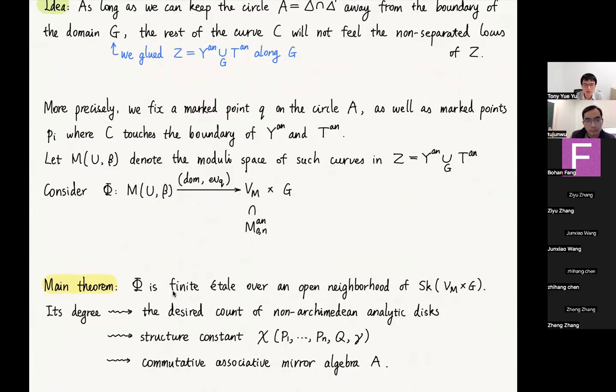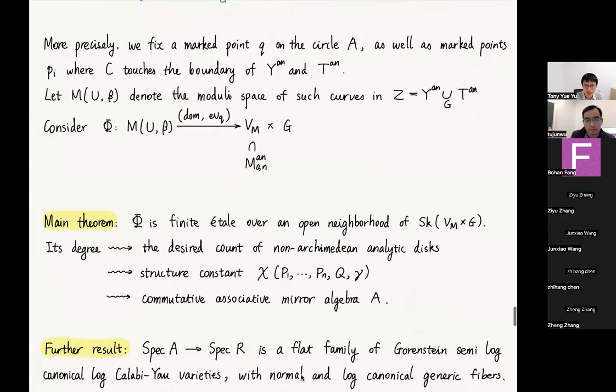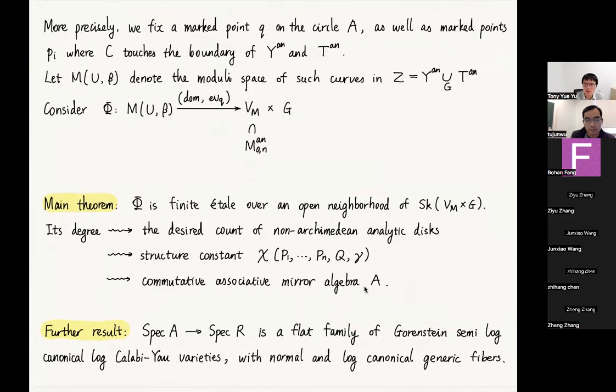So we get a finite étale map. And that's really the best we can hope for, because finite étale is essentially like a covering, so we can take its degree, and the degree gives the desired count of non-archimedean analytic disks. Furthermore, we show that they really give us the structure constants, and with this degree, we obtain a commutative associative mirror algebra A. So here we get the mirror algebra.